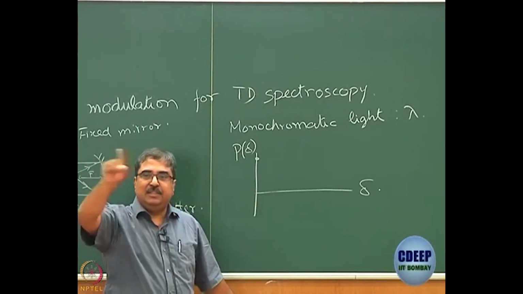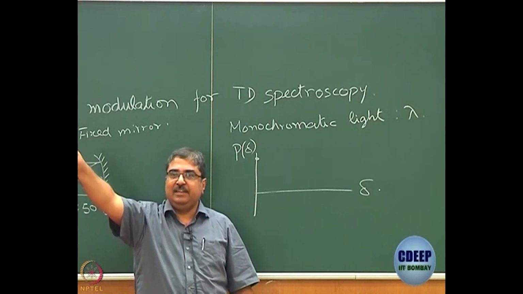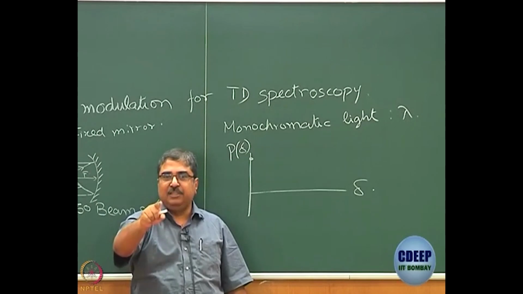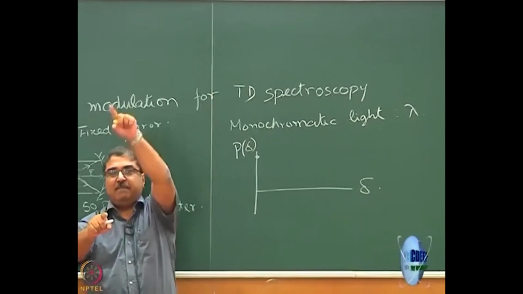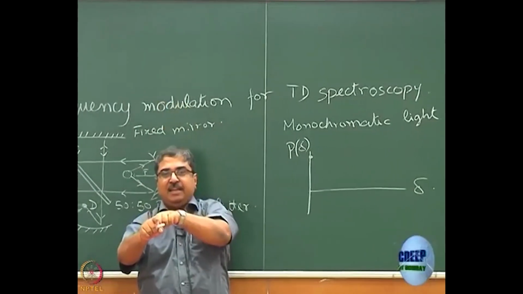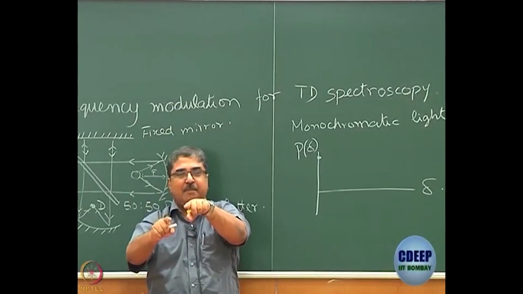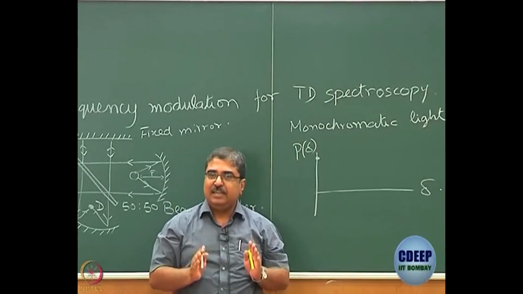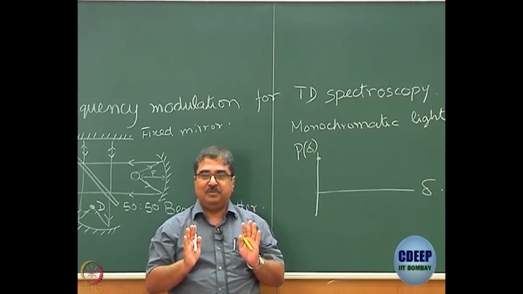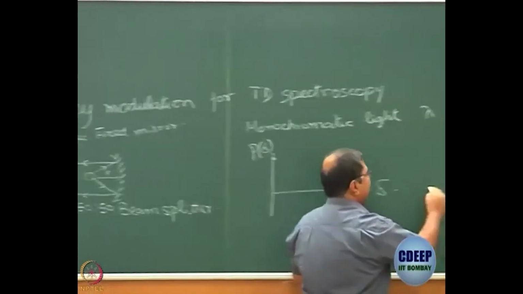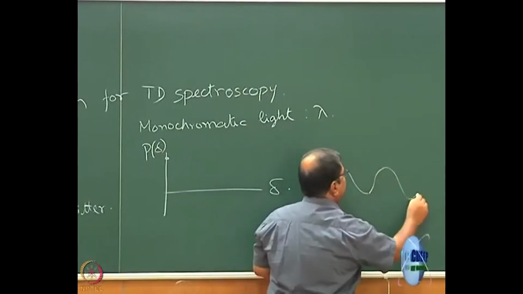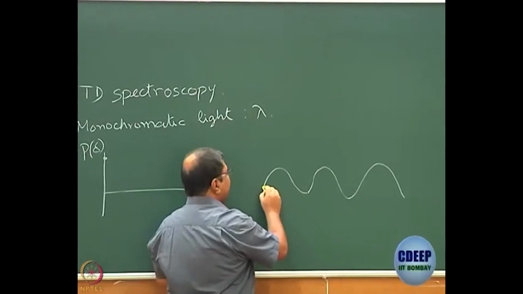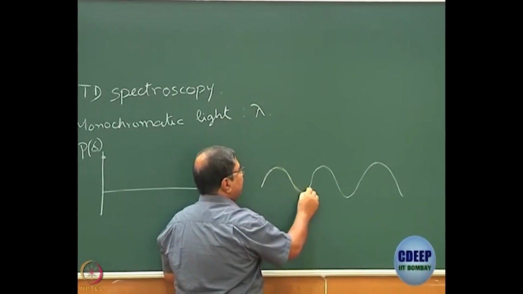I have two beams: one goes straight, comes back, goes down, gets focused on the detector. The other goes up, comes back, gets focused on the detector. Between these two beams, I have adjusted the path difference delta so that delta equals lambda by 2. Okay? Let me see. This is one of the waves, one of the beams, right? Let us say this is the other beam. When delta equals 0, this will be the situation, right?